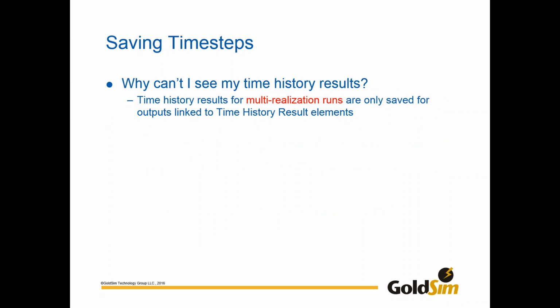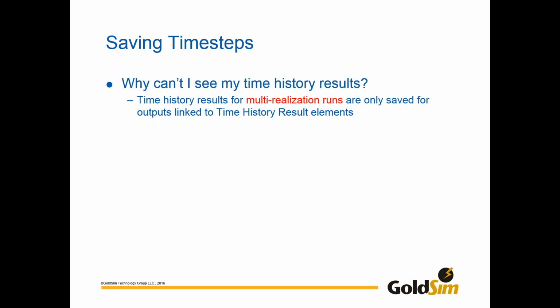Now one thing that comes up, we have questions from time to time. People say, why can't I see my time history results? I don't see anything. This is something that happened 2 years ago to help reduce the size of files. We would routinely have people send us a file to debug that was 2 GB. And the reason is they had 1,000 time steps and 1,000 realizations, and they said, oh, I'm saving everything.